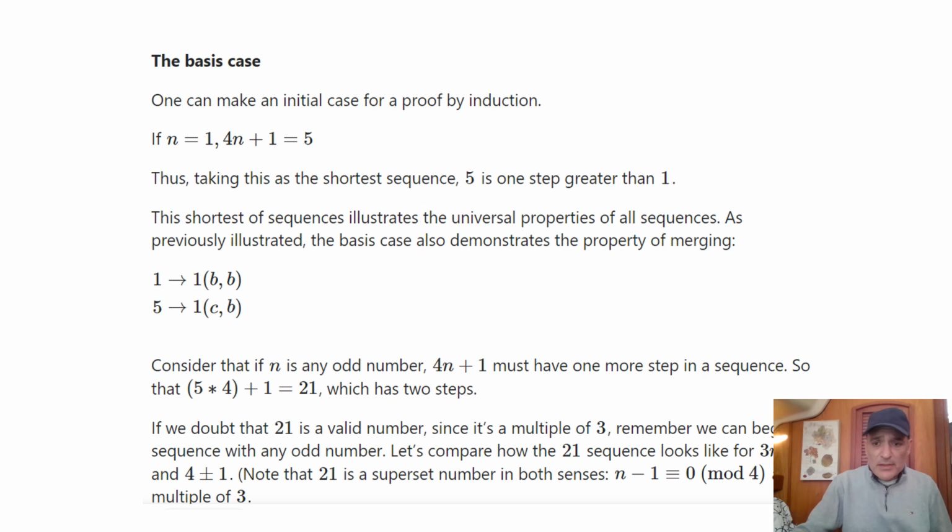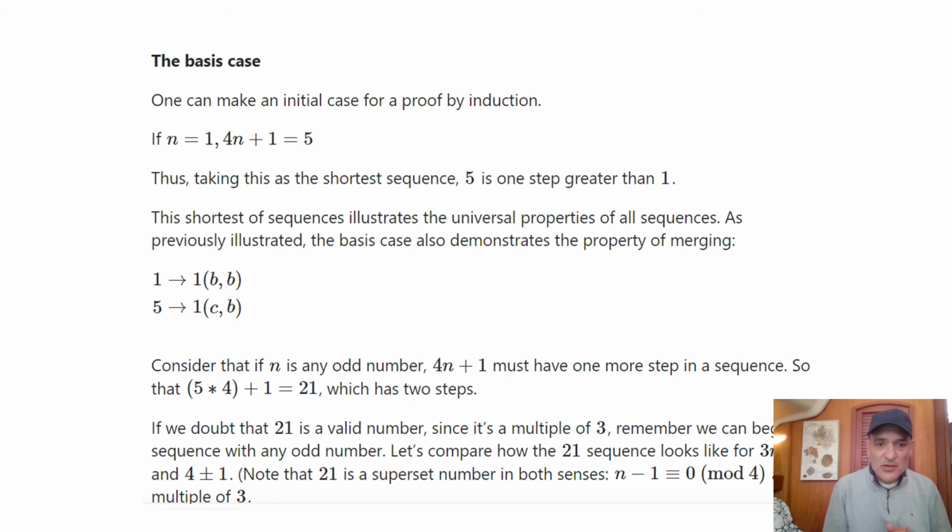So I'm just going to summarize the base case, and this is the initial case for proof by induction. If n equals 1, 4n plus 1 equals 5. So that gives you the shortest sequence, one step greater than 1. 4n plus 1 equals 5. And I think I mentioned just before that 4n plus 1 is the inverse of operation C. So we normally look at it in the direct function rather than the inverse function.